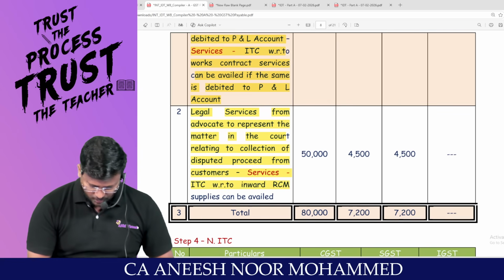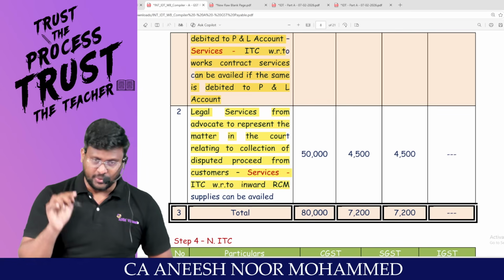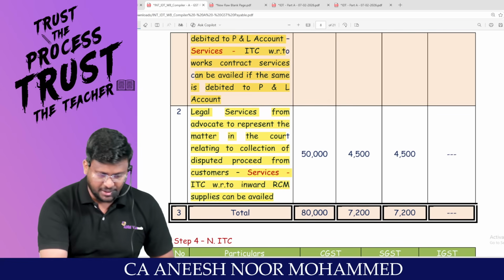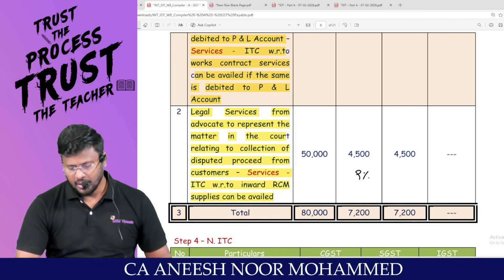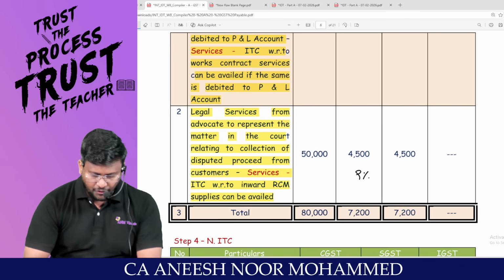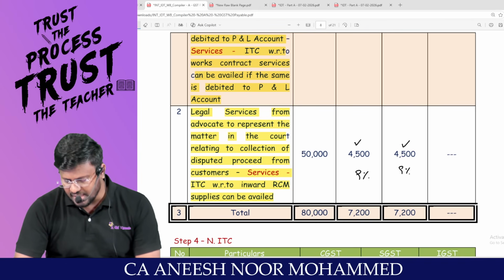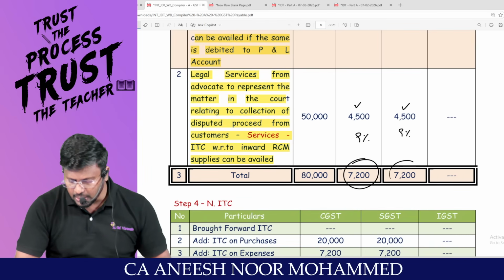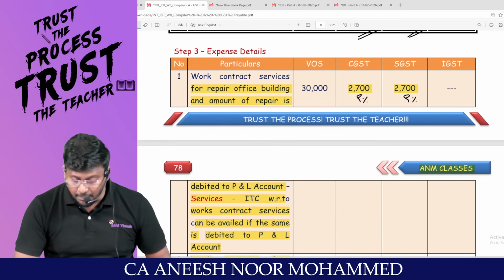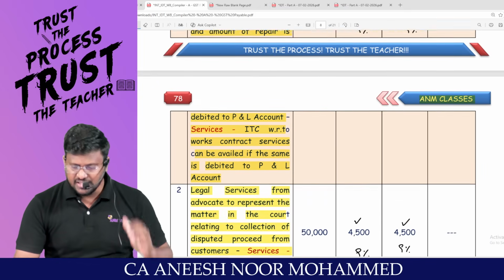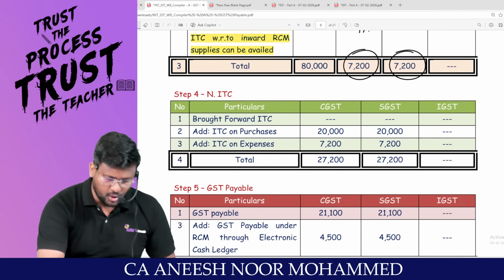This is services. So ITC with reference to inward RCM supply can be availed. How much percent? 9%. What is the amount? 50,000. So 50,000 into 9%, 4,500. And the same 4,500. So 7,200 rupees will be the CGST and 7,200 rupees will be the SGST. Are you able to appreciate?